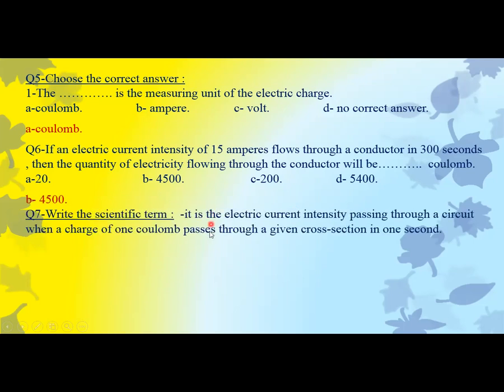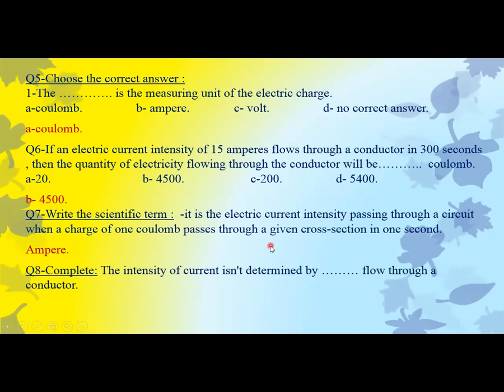Right scientific term: it is the electric current intensity passing through a circuit when a charge of one coulomb passes through a given cross section in 1 second. So the electric current intensity in this case is 1 coulomb in 1 second. So I am making a definition for the unit of the current intensity. Since I have done the other two as 1 and 1, I am making a definition for the unit. What is the unit of the current intensity? You will find it is the ampere.